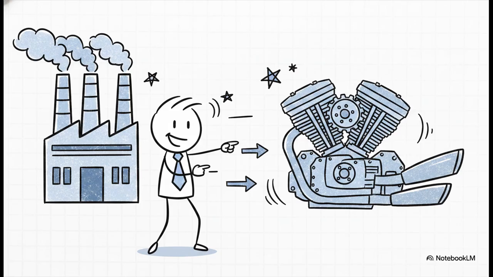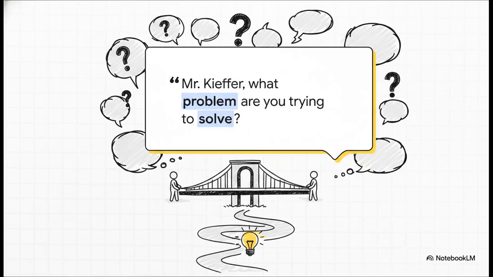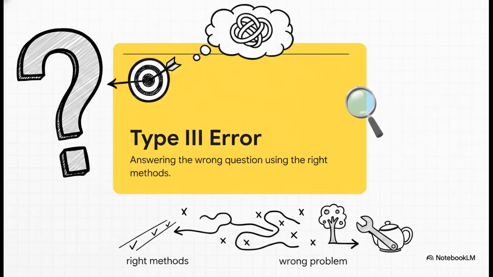Consider a manager eager to drive a massive change initiative at Harley-Davidson in the late 90s. Consultant Hajime Oba refused to proceed until the manager answered one absolutely foundational question. This beautifully illustrates the Type 3 error. That's when you perfectly solve the wrong problem.